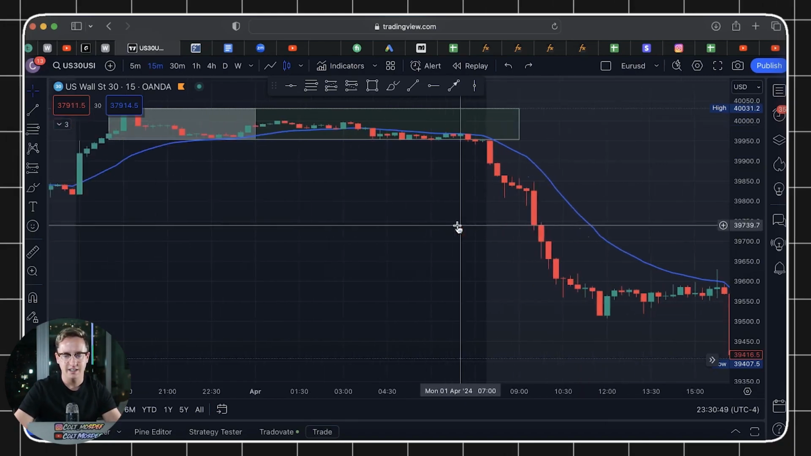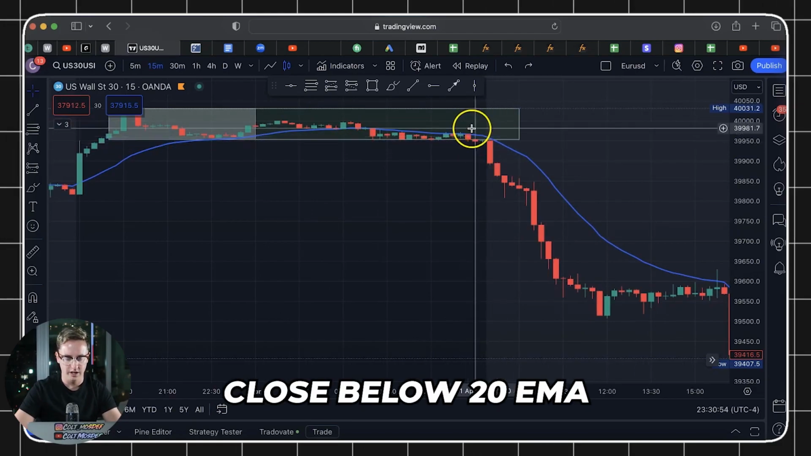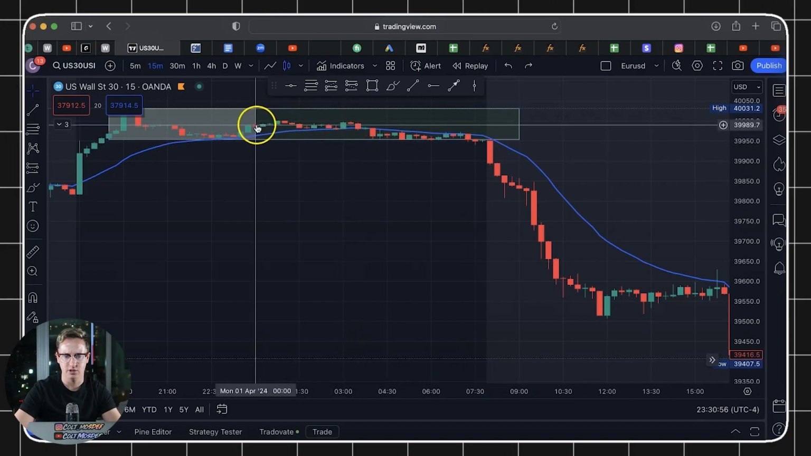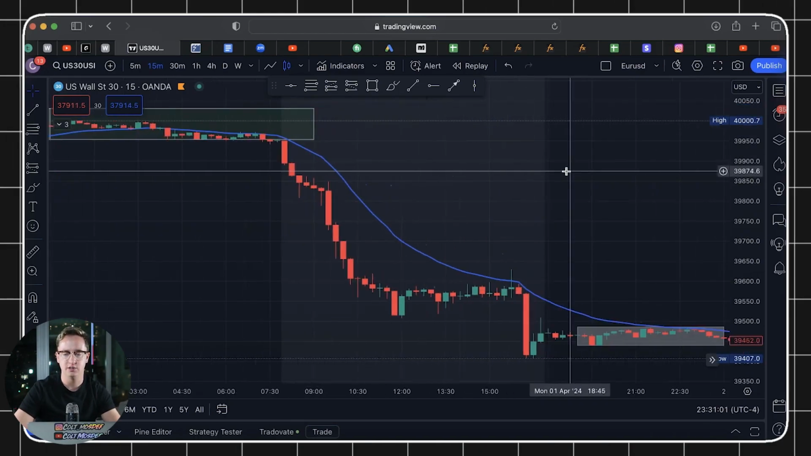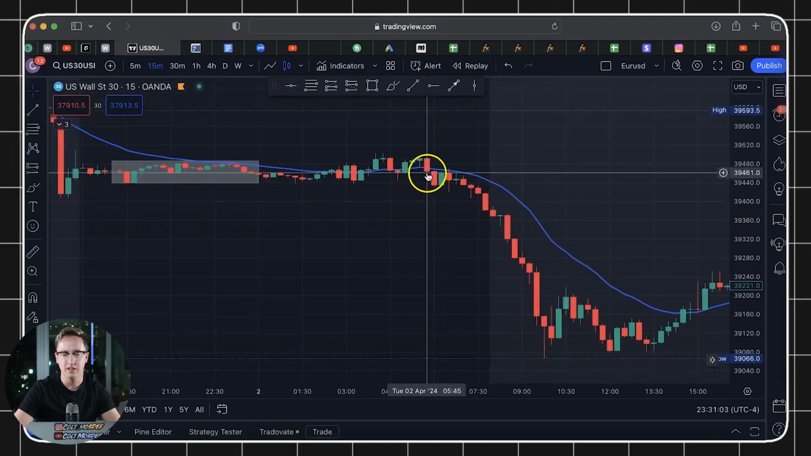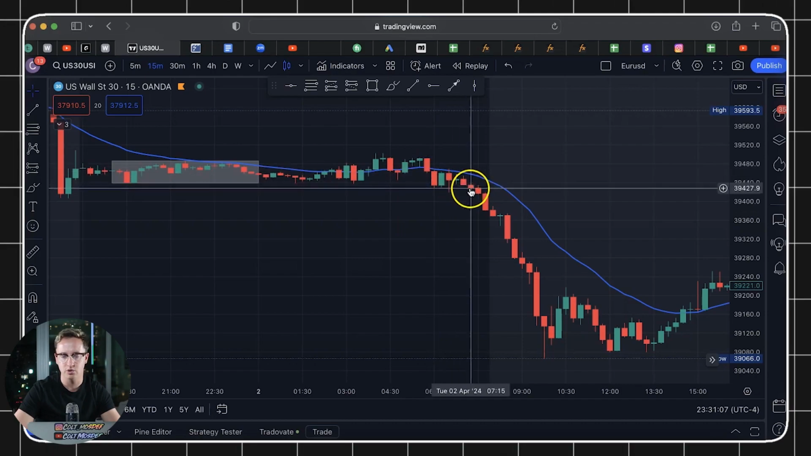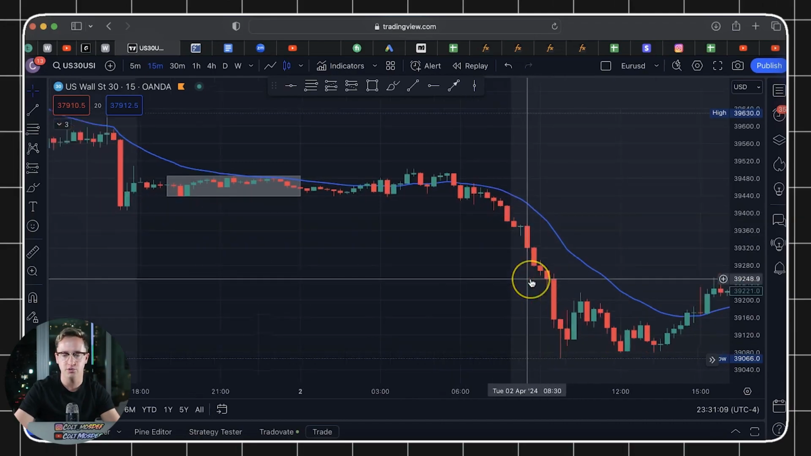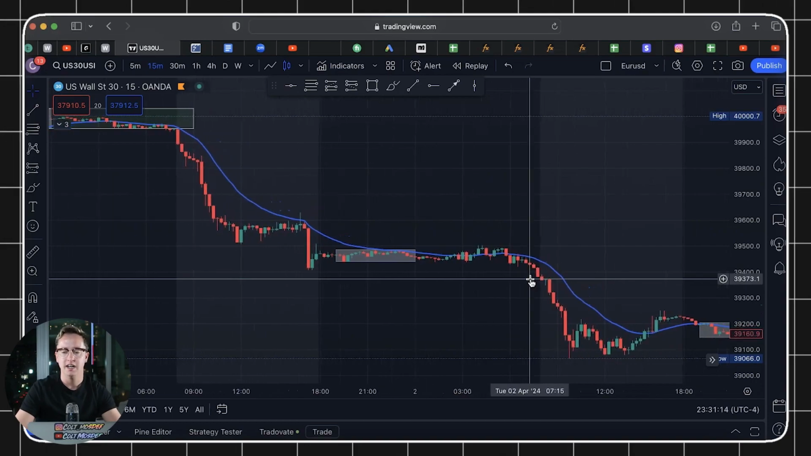One thing too that I like to see is I like to see the candles close below the 20 EMA. So once the candles close below the 20 EMA right here, that was giving us good indication it was going to be a sell-off too. One thing too, look at right before the New York open, the candles dropped below the 20 EMA, price continued to go down.